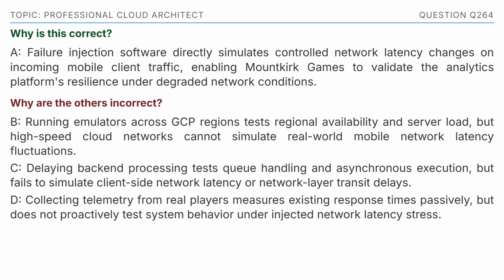Why are the others incorrect? B. Running emulators across GCP regions tests regional availability and server load, but high-speed cloud networks cannot simulate real-world mobile network latency fluctuations. C. Delaying back-end processing tests queue handling and asynchronous execution, but fails to simulate client-side network latency or network layer transit delays. D. Collecting telemetry from real players measures existing response times passively, but does not proactively test system behavior under injected network latency stress.